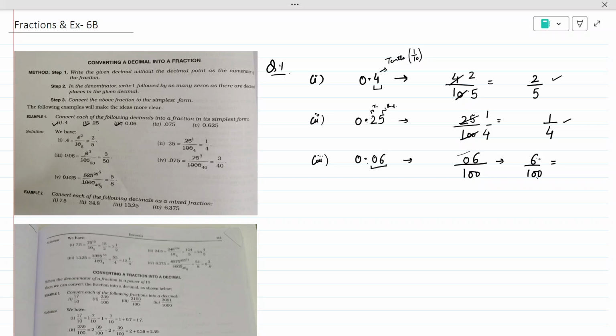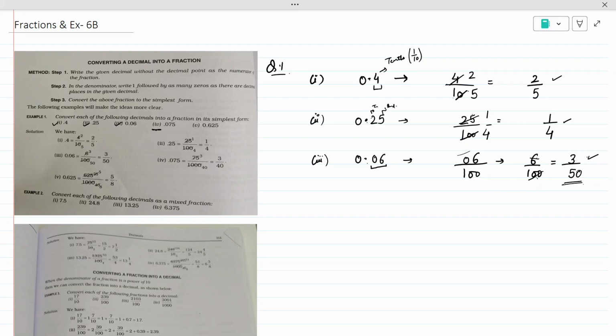So let us divide both the numerator and denominator by 2. We will get 3 here and 50 here, right? We cannot reduce it further. There is no number which is a common factor of both of these. So this is the simplest form of this fraction. So 3 by 50 is the fraction required.